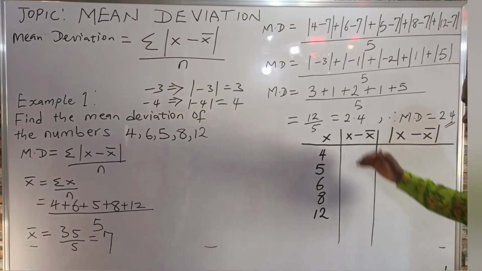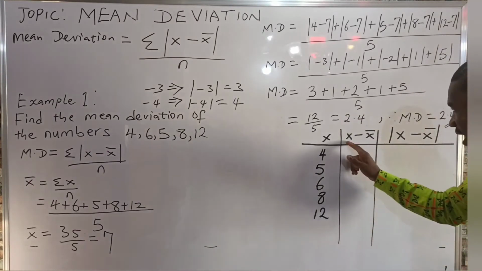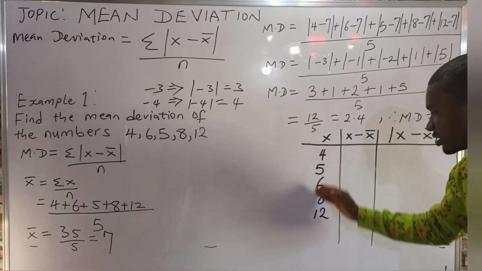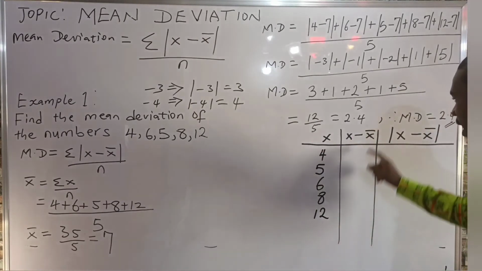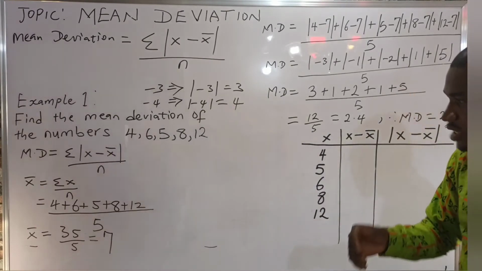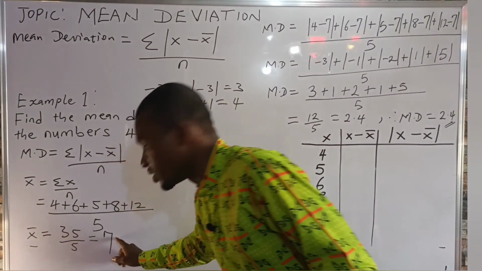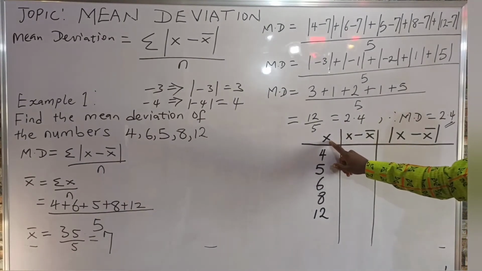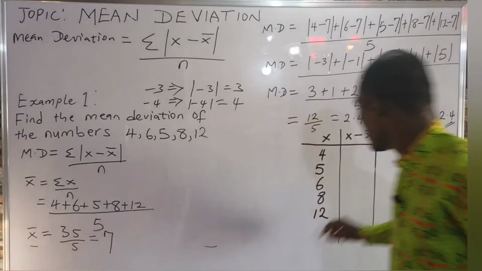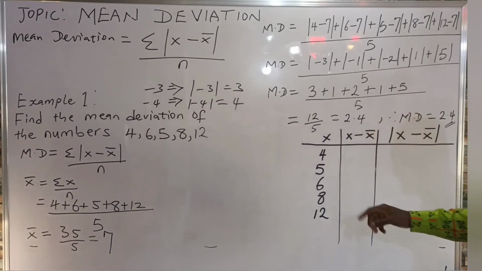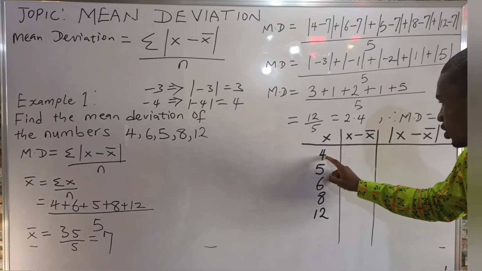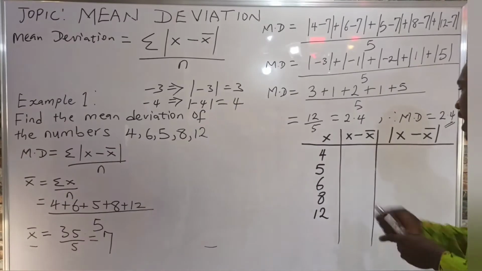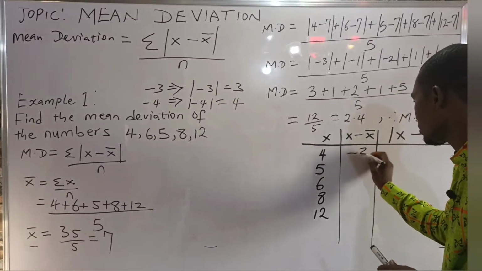Then for the second column, which is about x minus x bar, remember that our x are the individual scores we have here, and x bar is our mean, which we found already to be 7. Substituting the values of x and the value of x bar, which is 7, in this formula, the first x is 4. So 4 minus our mean, which is 7, we have minus 3.